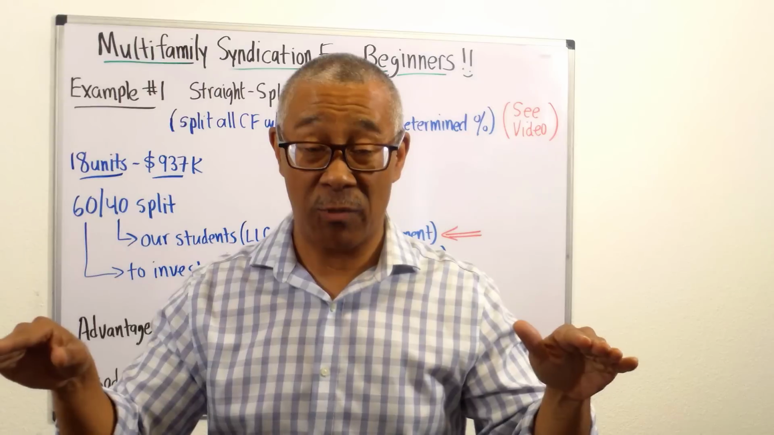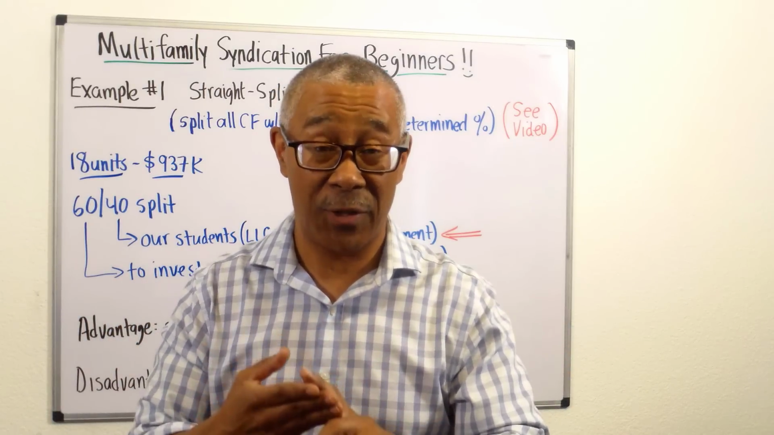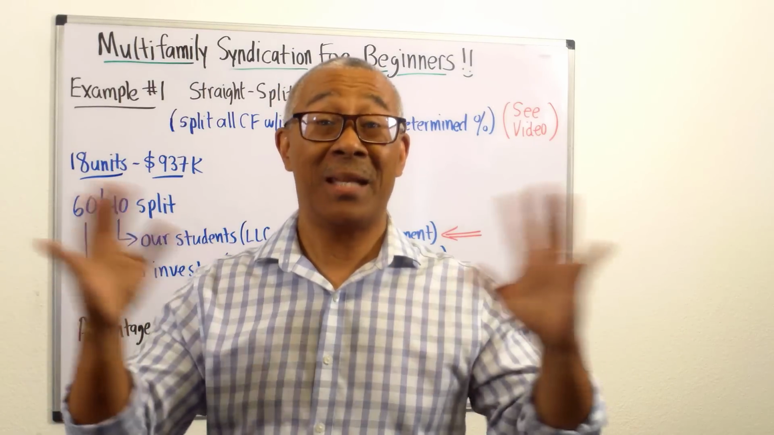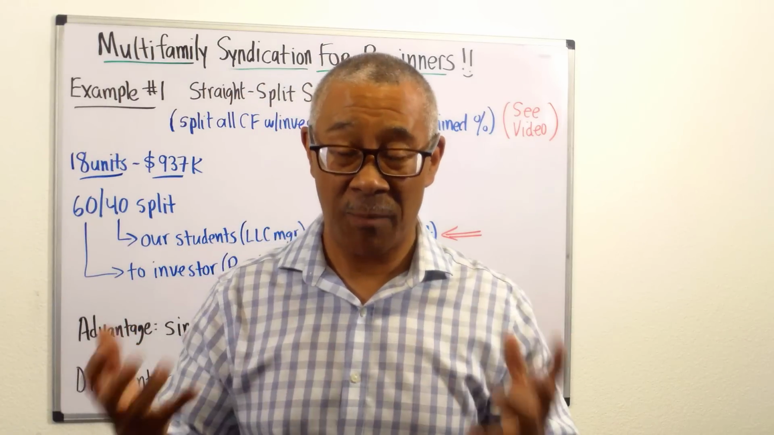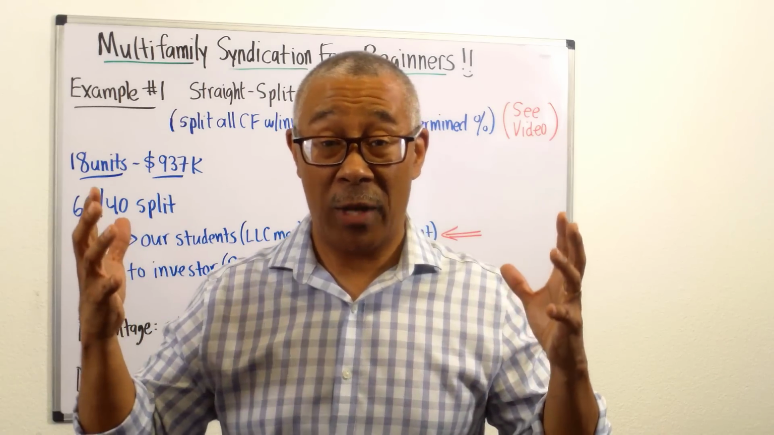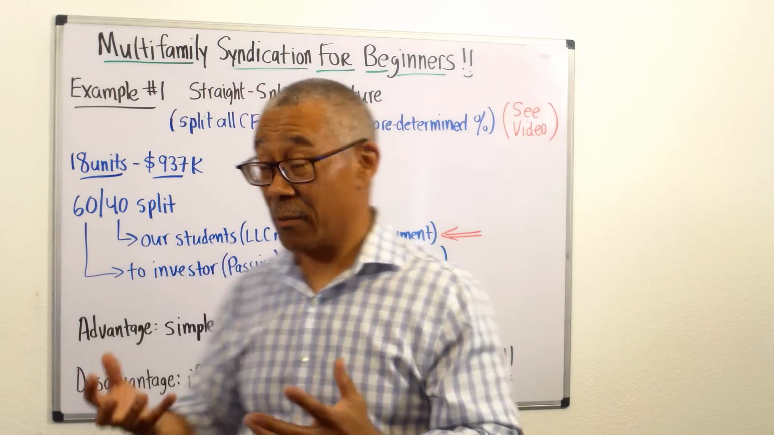It's called a straight split structure. Now that percentage can be 50-50, 60-40, 70-30, 80-20. It can even be 90-10. But it's a straight split structure, and it's a very simple structure. Now, I'm going to give you a great example of that, and it's from one of our students.